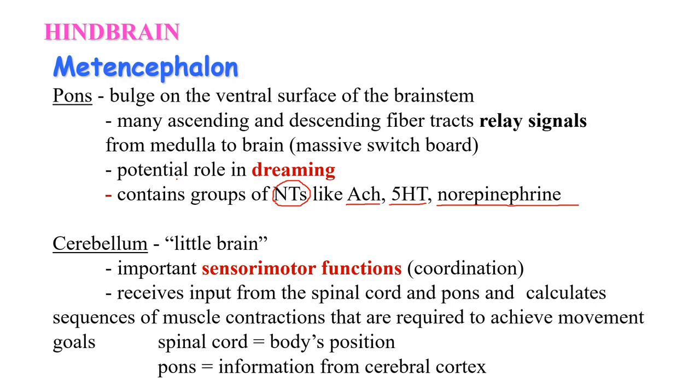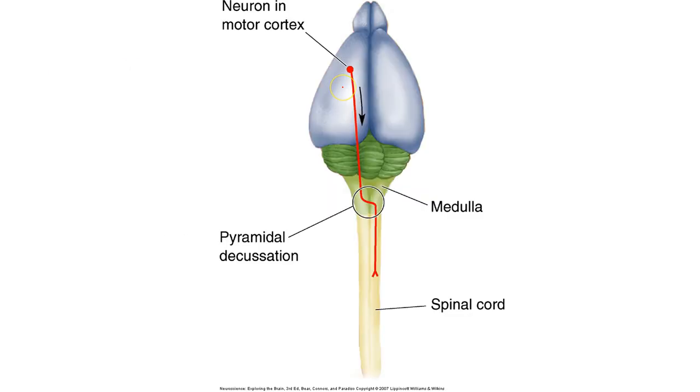It also handles coordination. It's responsible for receiving inputs from the spinal cord and the pons, and then calculating the sequences or the order of muscle contractions required to achieve any particular goal that we might have. So the spinal cord sends the cerebellum the body's position, and the pons is sending the cerebellum information from the cerebral cortex.